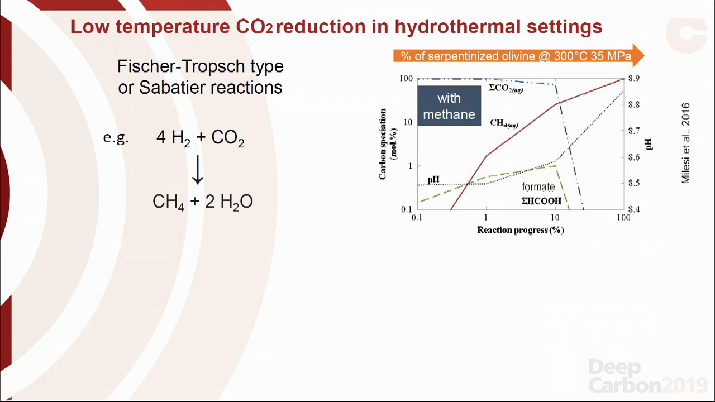So there was a huge effort this last decade trying to understand how serpentinization, due to its capability of producing highly reduced fluids in the form of hydrogen, if this hydrogen was capable of transforming inorganic carbon species into organic ones. And in theory, as you can see on these plots from our work published recently by Vincent Milesi, you can see the evolution of the carbon speciation as a function of the reaction progress.